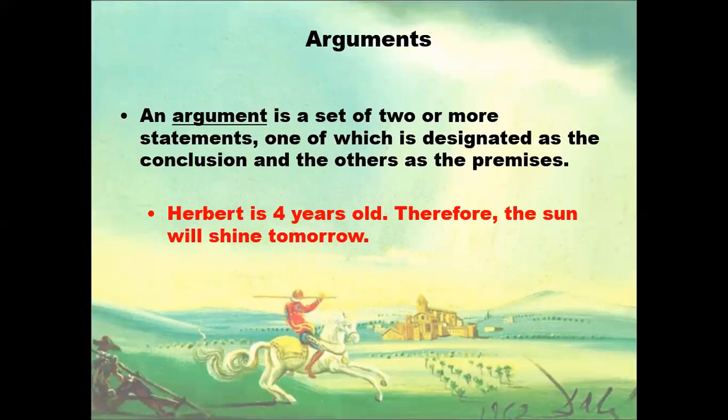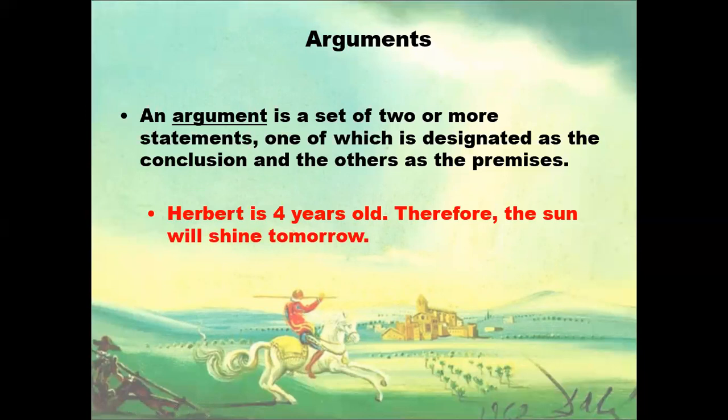So here's an argument. It is an argument. We have 2 statements here that are seemingly connected, and there's an indicator word, therefore, which is indicating the conclusion, and therefore is indicating that because of this, somehow this. Okay, Herbert is 4 years old, therefore the sun will shine tomorrow. That's an argument. Is it a good argument?